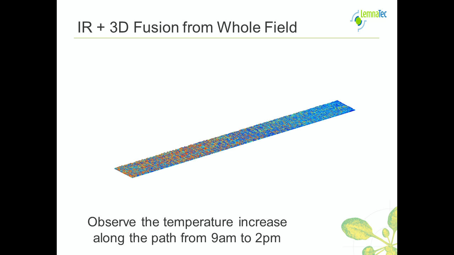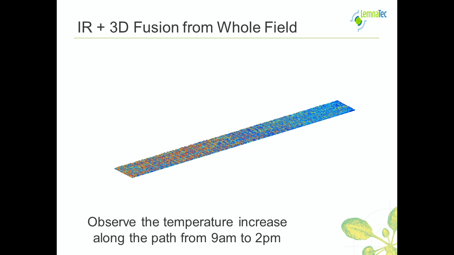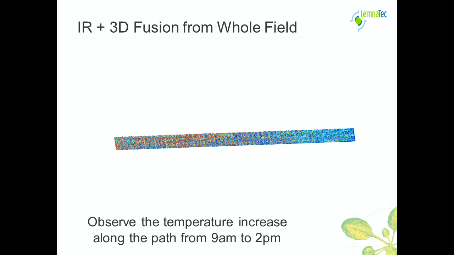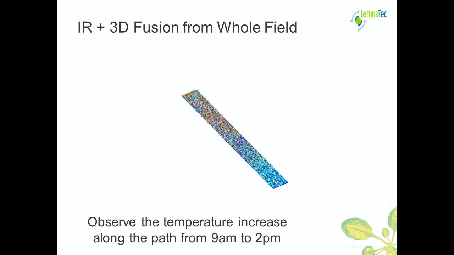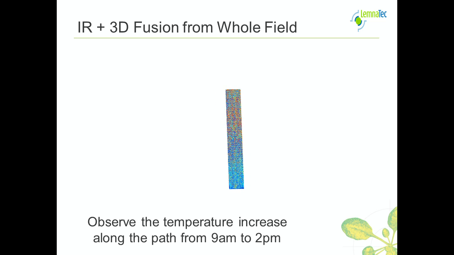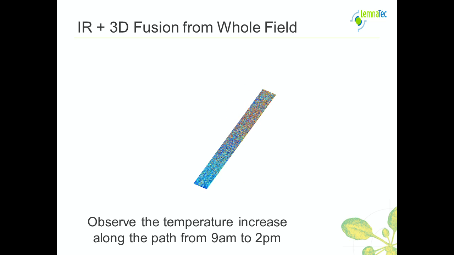This scan is done from 9 a.m. to 2 p.m. In the morning, the temperature of the plants is higher compared to the ground, but as we go to the end of the scan, these scans are done around 2 p.m., the ground has a higher temperature compared to the plant. So when we overlay the thermal data in 3D, you can easily detect the plant from non-plant. So we are trying to use fused data to get a better classification.